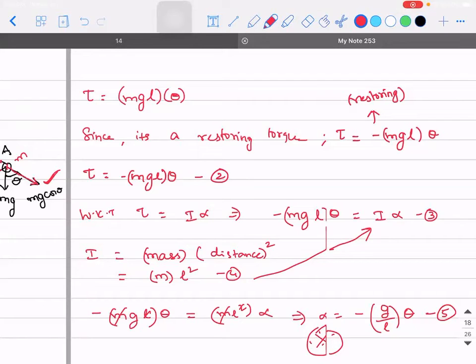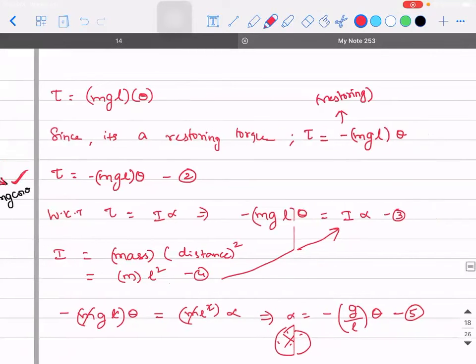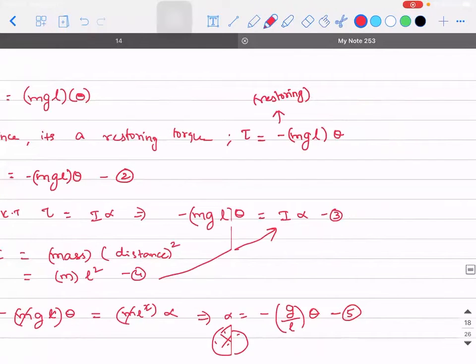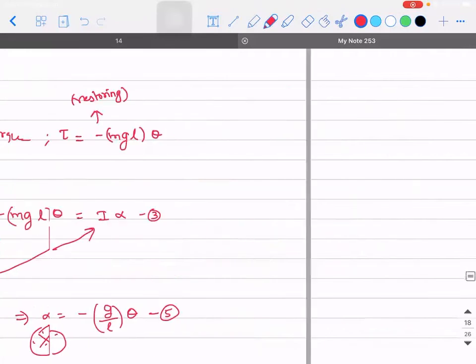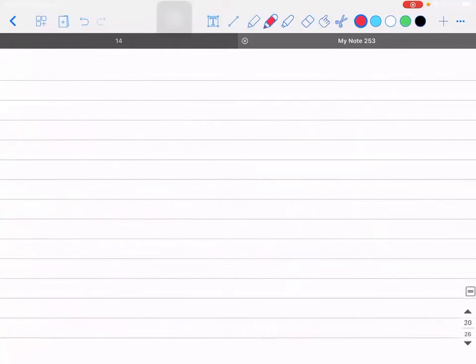So alpha is equal to minus G by L into theta. Correct? Yes, sir. So, shall I proceed? Yes, sir. Okay. So after you obtain alpha, what are you supposed to compare it with?